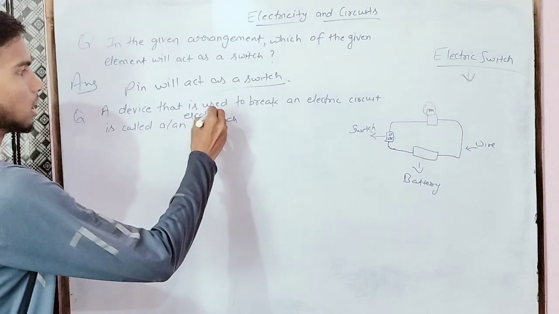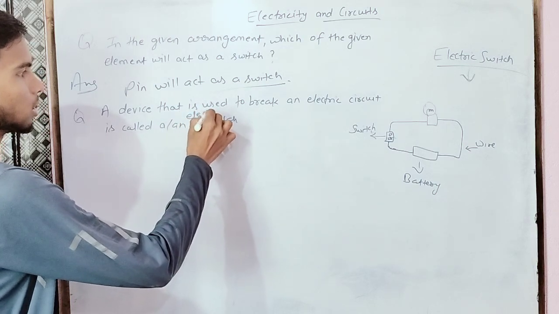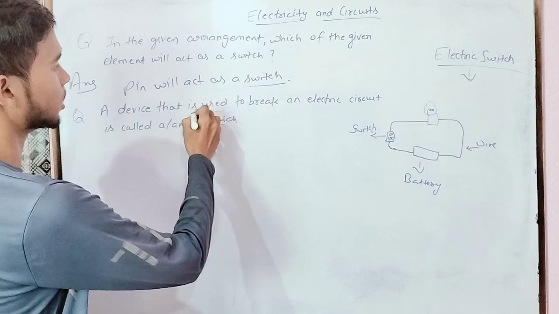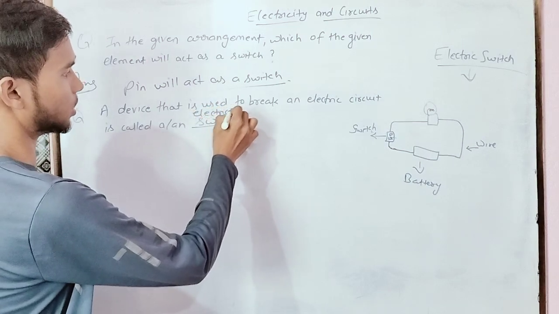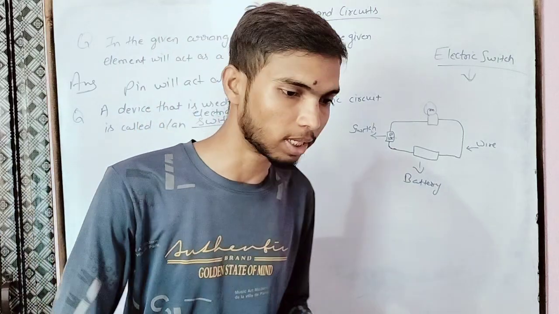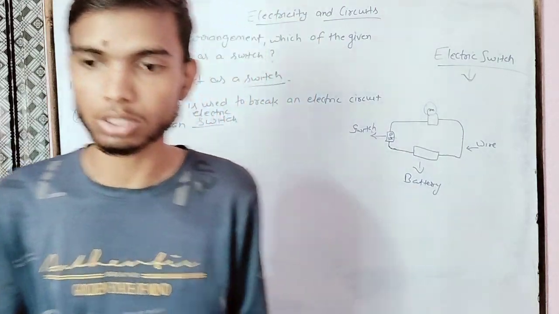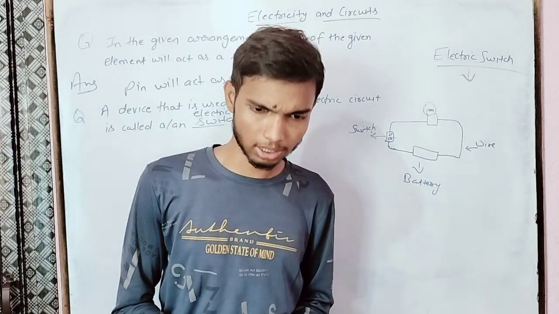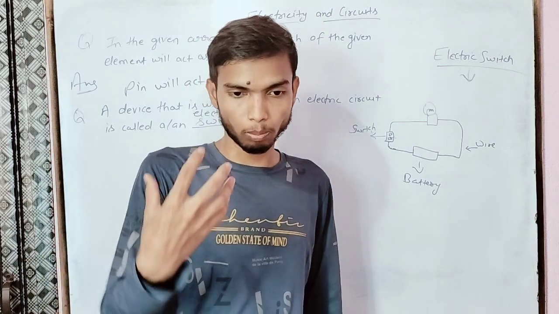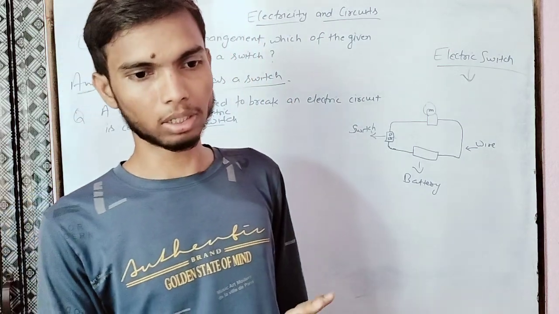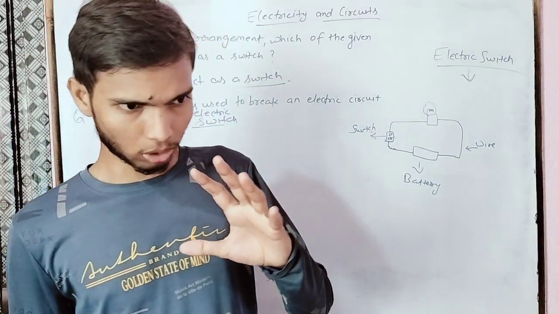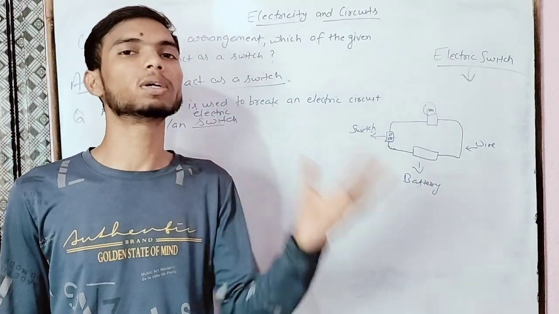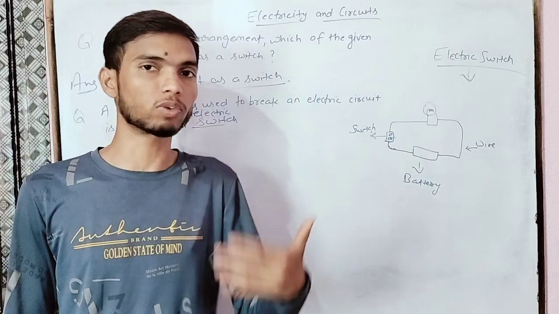Otherwise, you can say electric switch. Okay. We use the electric switch device to break an electric circuit, which is a complete closed circuit. We use the electric switch device to complete a broken, otherwise you can say open, electric circuit. We use what? The electric switch.